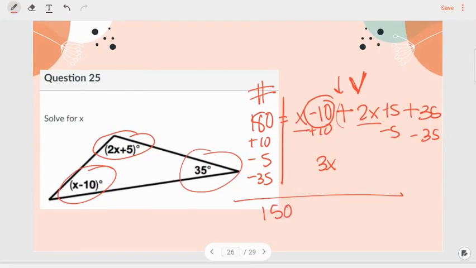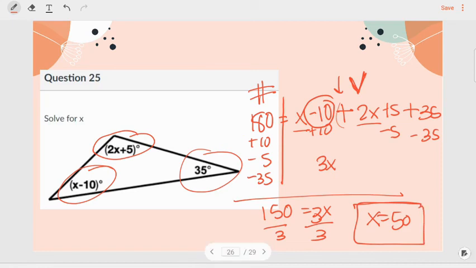So 150 equals 3x. And when I divide by 3, I get x is equal to 50. And that's all I need to solve for. So my final answer is x equals 50.